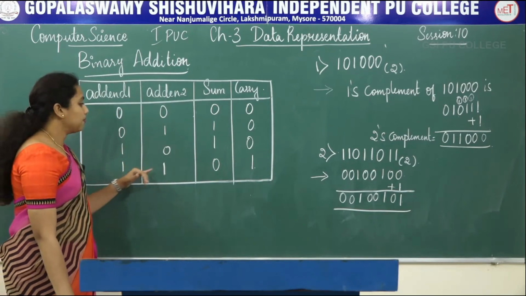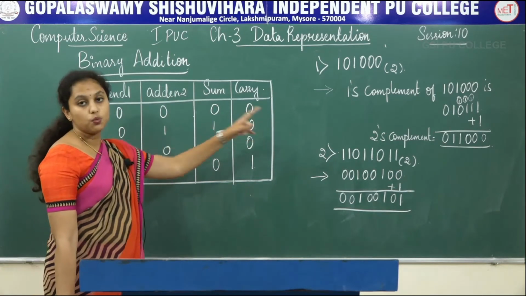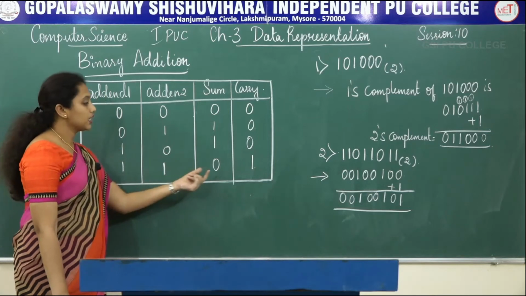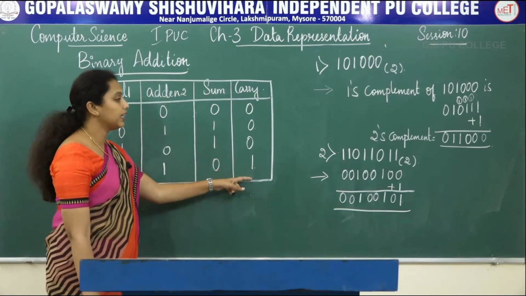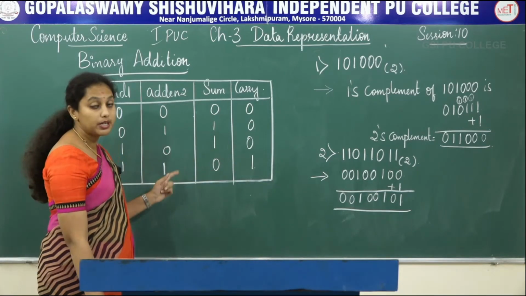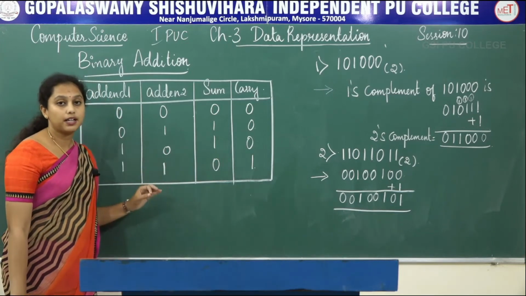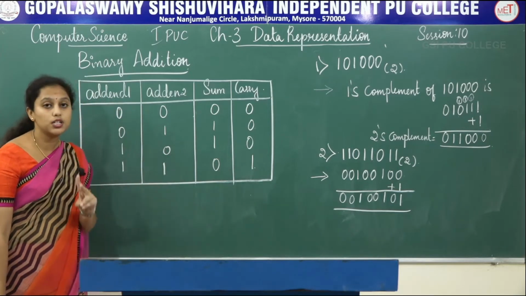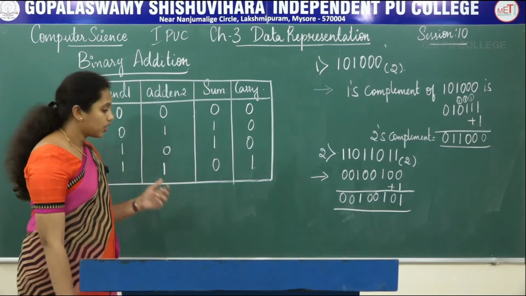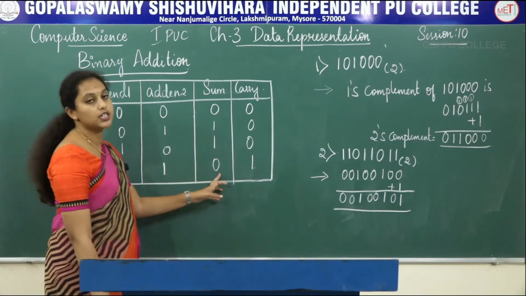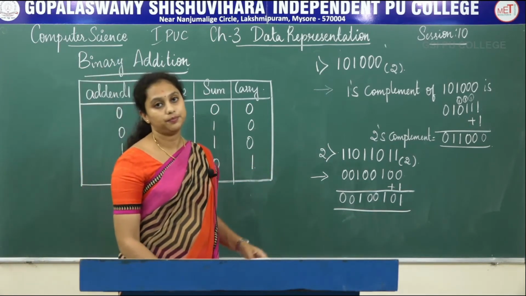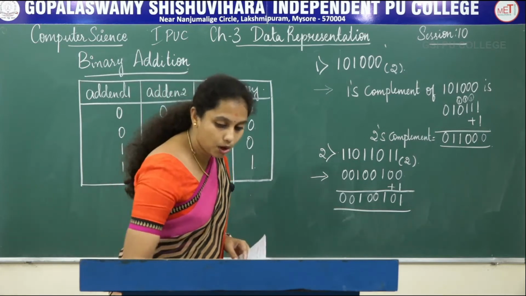And if it is 1 plus 1, as I told there, 1 plus 1 becomes sum 0, carry 1. It does not become 2 here, because in binary we are using only 2 digits, that is zeros and ones. So 1 plus 1 becomes 0, 1 carry. Now let's solve some problems.